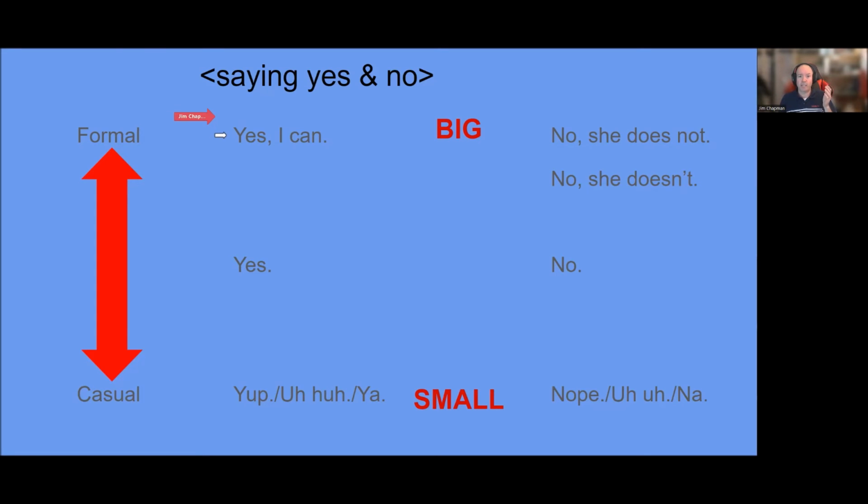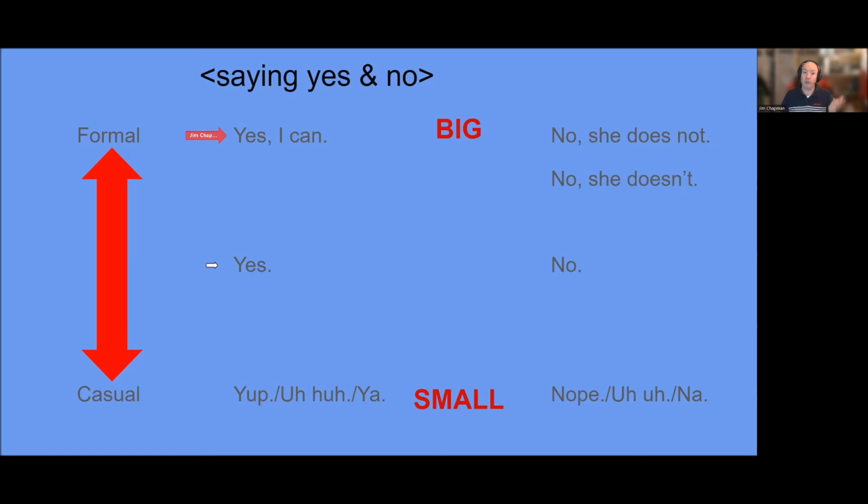So again, it's not new words. Yes, I can. Yes, I do. Yes, she will. Yes, he does. We say each word clearly and we separate them out. So for example, can you help me do this activity? Yes, I can is very formal. It's a really big yes.